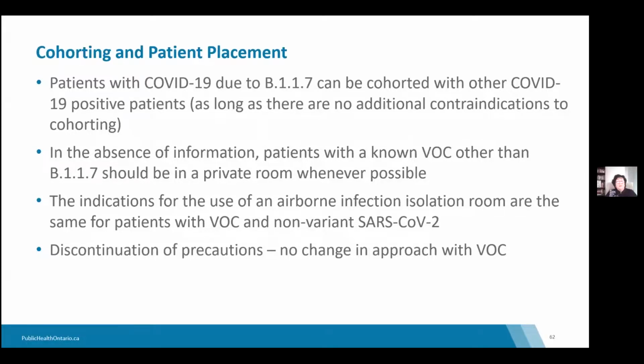In terms of patients with COVID-19 due to B117, they can be cohorted from PIDAC's perspective. They can be cohorted with other COVID-19 positive patients, as long as there are no other additional contraindications to this. And in the absence of any information, patients with a known VOC other than B117 should be in a private room wherever that is possible. The indications for the use of airborne infection isolation rooms are the same with VOCs as we have applied for the non-variant SARS coronavirus. And for discontinuation of precautions, really no change in the approach there either.